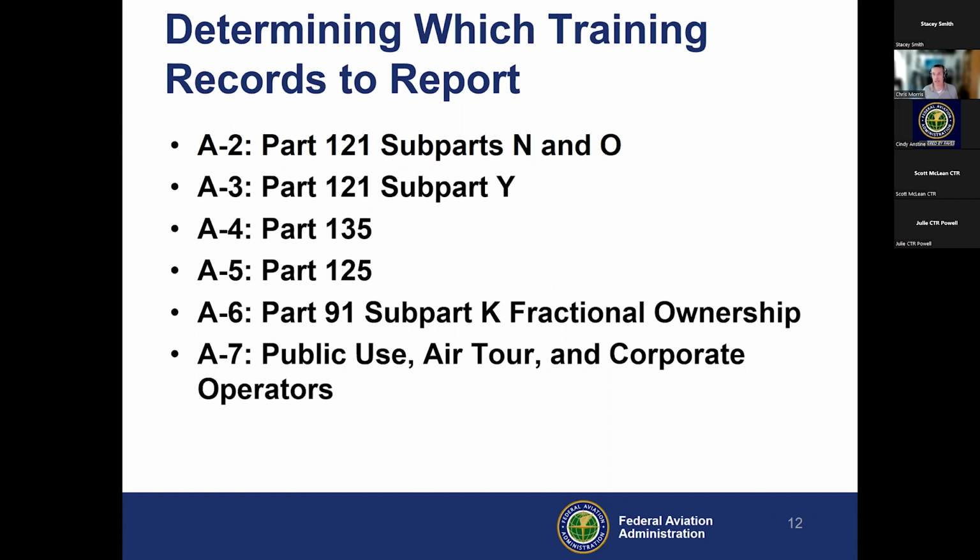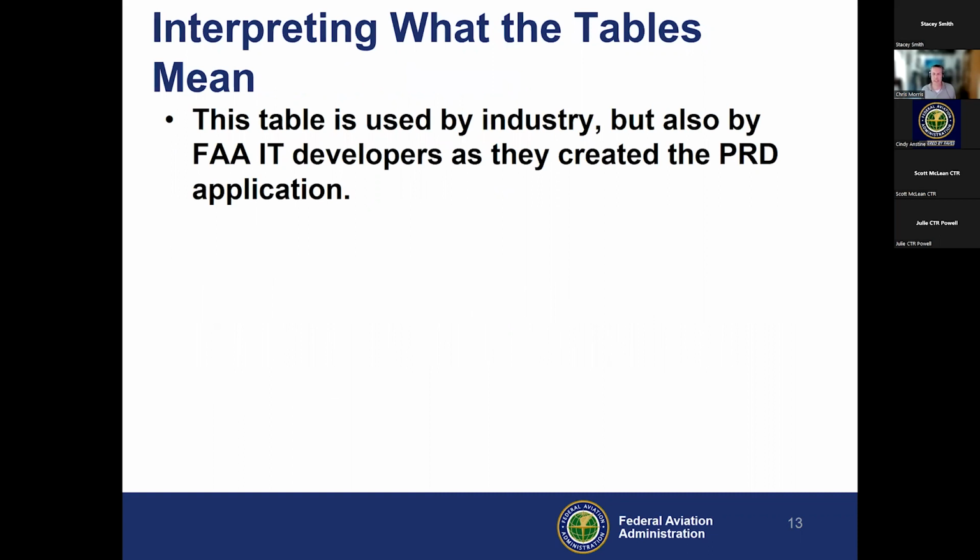One thing I want to mention here, I'm sure I'll say it again because it's important, is that just because you see a record listed in one of these appendices, A2 through A7, that doesn't mean that you necessarily have that record. What it means is if you have the record, it's reportable. But if you don't maintain that record, it's not part of your approved training program, or it's just not a record that you maintain, then that's fine. You don't have to generate new record keeping requirements just to report to PRD. That's what that means. So let's look at the table a little bit.